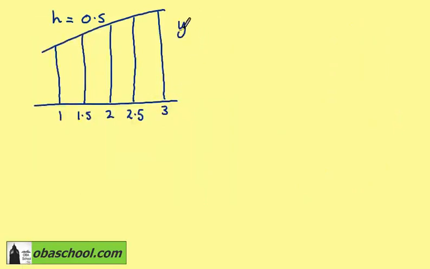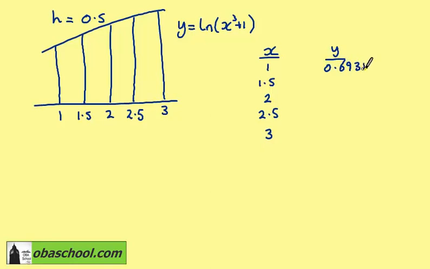So the function is y is the natural log of x cubed plus 1. We know the x values, or x ordinates. These are 1, 1.5, 2, 2.5, and 3. If we put x is 1 in here, we get the natural log of 2, which is 0.6931 to 4 decimal places.